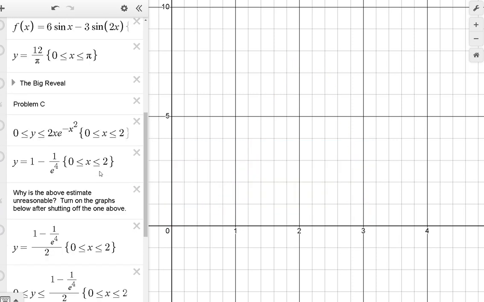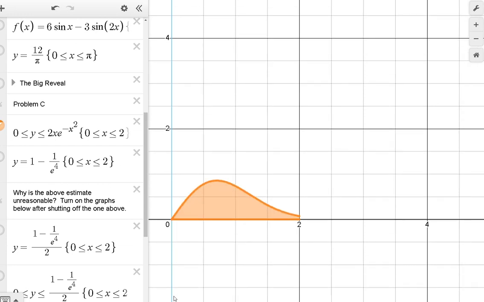Let's do another one. So kind of a really short function.